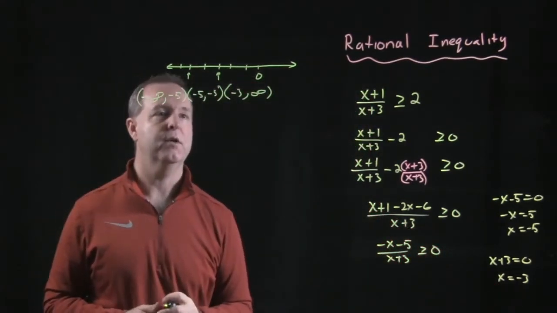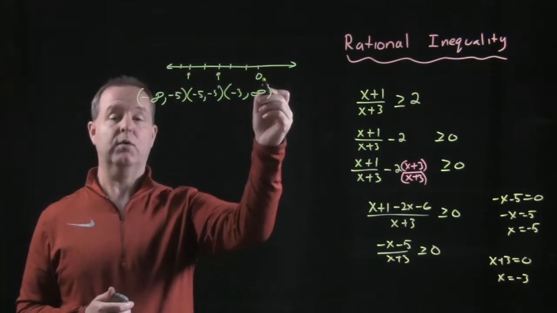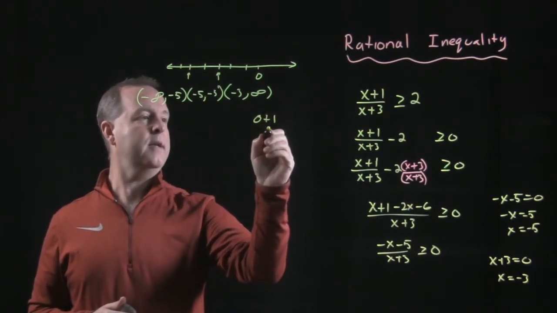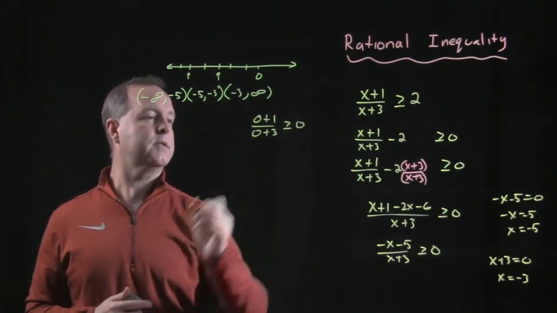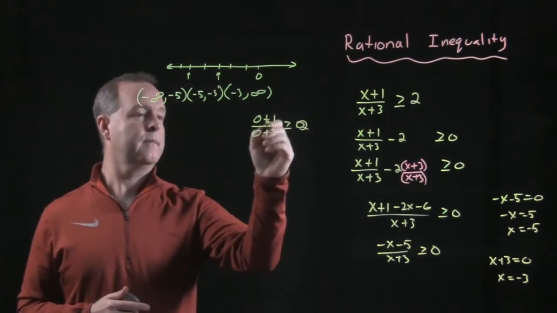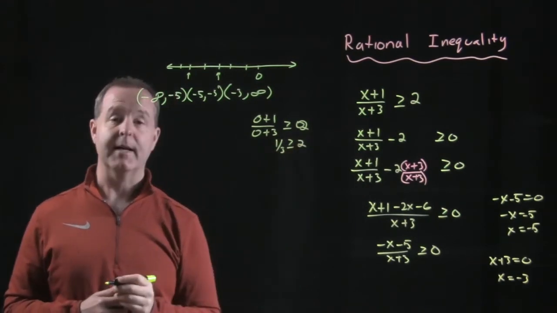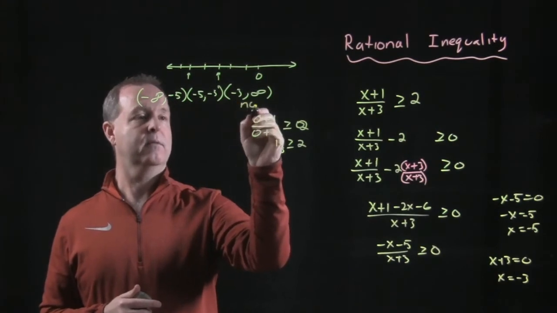So how do we find out it's true? Or which areas are true? Let's try a couple of test points. Let's try 0 to begin with. So that would be a 0 plus a 1 over 0 plus a 3. Is that greater than or equal to 2? So I get 1/3 greater than or equal to 2. Is that true? No, that's not true. So this is a no.